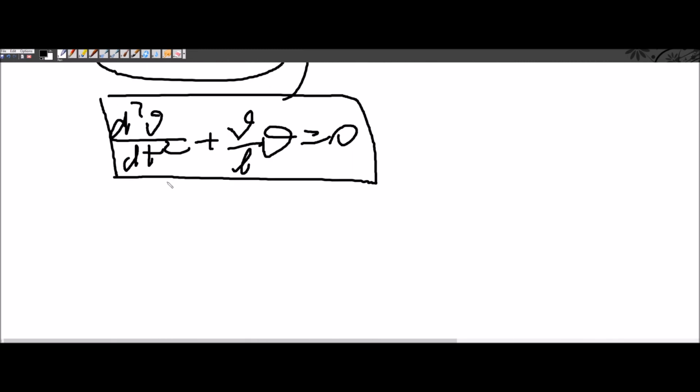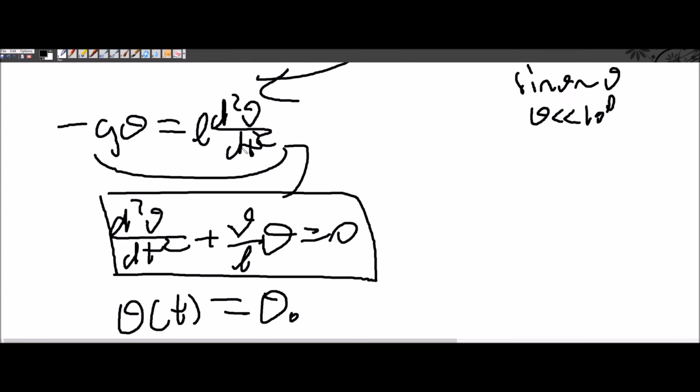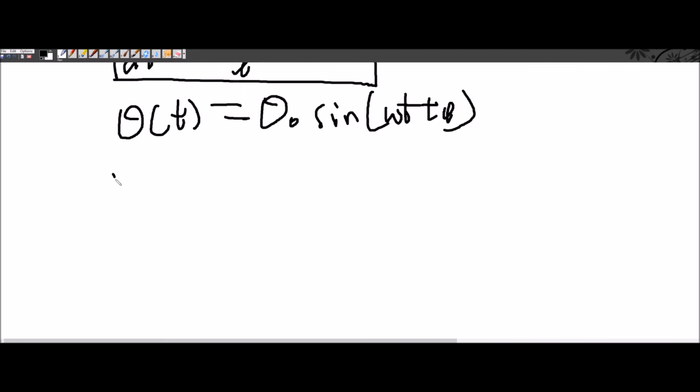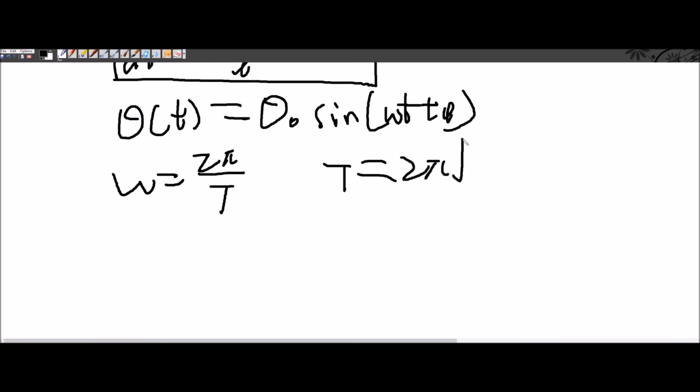So solving this, we can get theta as a function of time is equal to theta naught, or the original displacement, or the maximum displacement. It's like amplitude in a way. So times sine omega t plus phi. We can do the same thing to analyze the period of this pendulum. We know that omega equals 2 pi over T. I've already seen this before, so I'm just going to skip the middle step. So we get the period T equal to 2 pi times the square root of L over g.